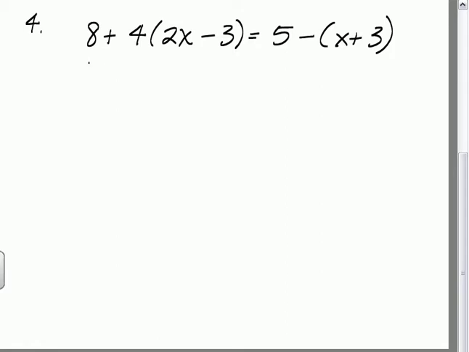So the result of cleaning up this left-hand side, 8 plus 8x minus 12 equals the result of cleaning up this right-hand side. Okay, be very careful here. Anytime you see a minus in front of parentheses, you have to realize that that means minus everything. So I think the easiest way to look at this is like there's an implied 1 there.